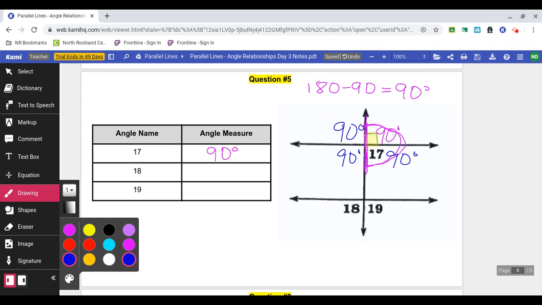Now, if you notice, this angle 17 and this angle 19 are corresponding angles. They're both in the same position, just on different lines. They're both on the bottom right. Since they're corresponding angles, they are equal to each other. So angle 19 is also going to be equal to 90 degrees. And angle 18 and 19 are supplementary, which means they have to add up to be 180. If angle 19 equals 90 degrees, I simply subtract 180 minus 90 to again get 90 degrees. So angle 18 is also equal to 90 degrees.